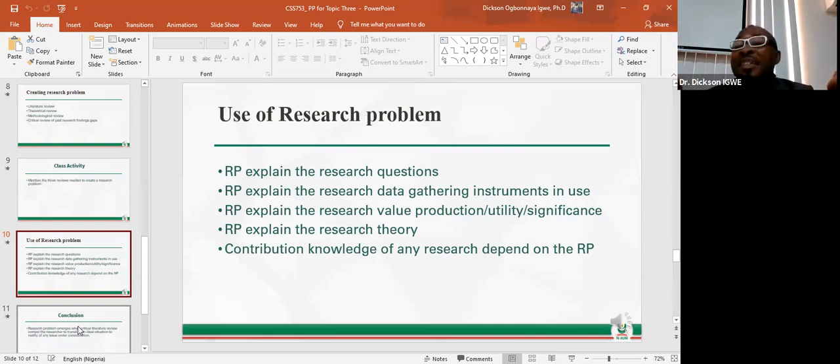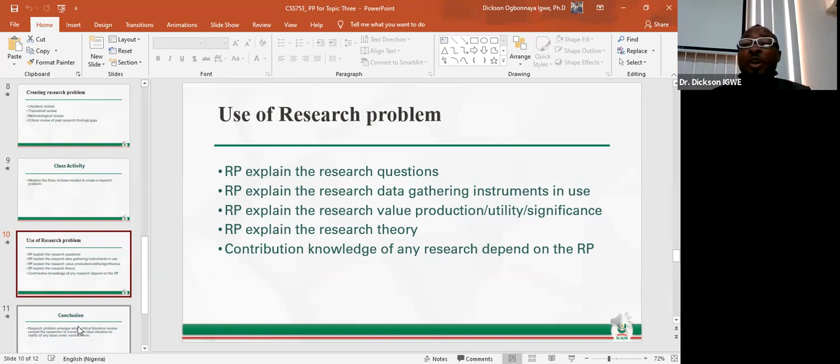I mean, that's crazy, and it's not research. Okay, so the use of research problem is that it explains the research questions. The research questions further explain the research objectives. To my project supervisees, I used to say, look, once you get your problem established, the research question naturally emerges.